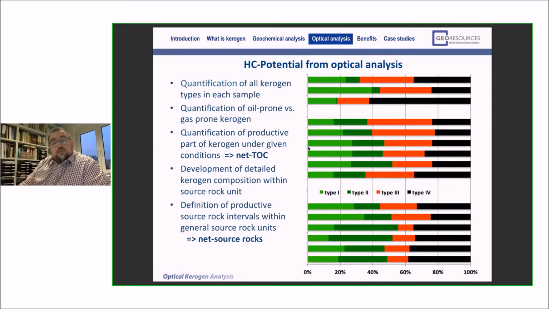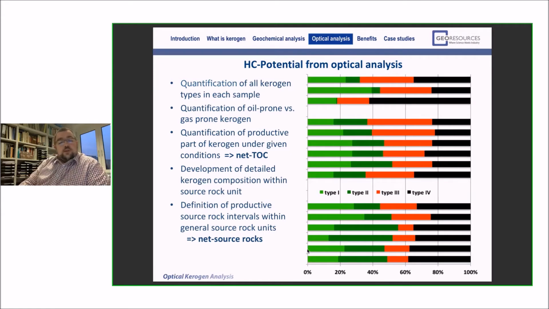So then we have the productive kerogen versus the unproductive kerogen, and this will reduce the amount of productive organic matter dramatically compared to the total TOC. So it's very important to know the net TOC to make a really detailed, reliable evaluation of our resource potential. And out of this, we can develop a detailed kerogen composition within the whole source rock unit. And we can identify productive source rock intervals within the total source rock units, and identify less and highly productive intervals. So we get a sort of net source rocks definition.